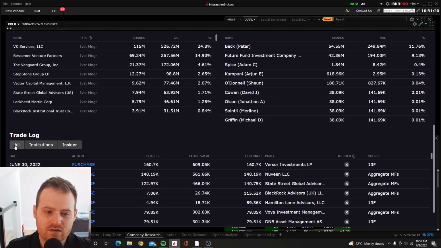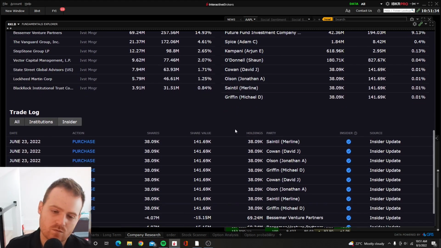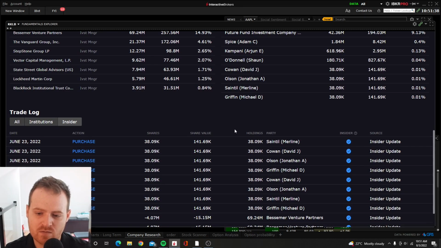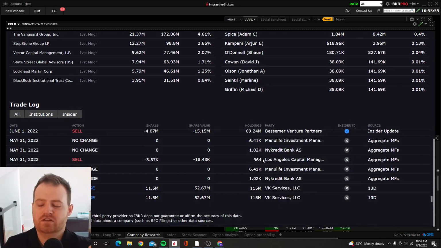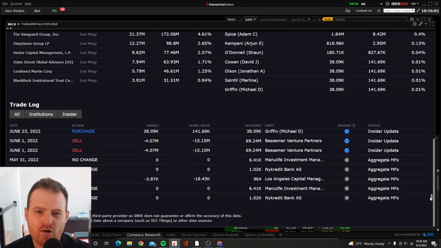So we can click here in trade log and see insider trading. Well, not illegal insider trading. There are rules around when insiders can buy or sell. Now I did see the other day when I was looking through these insider trades that Adam Spice, the CFO, had bought more shares a while back. That's what I like to see.